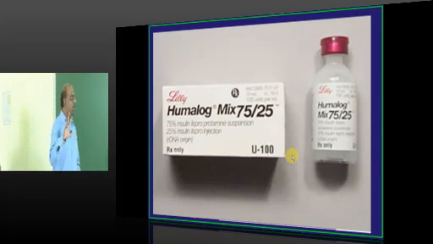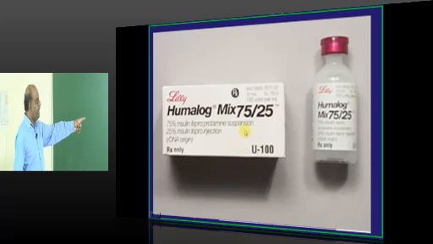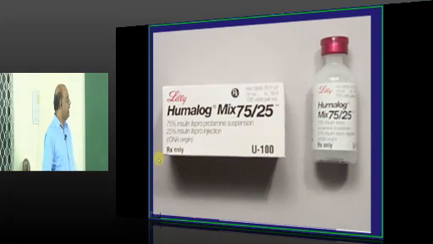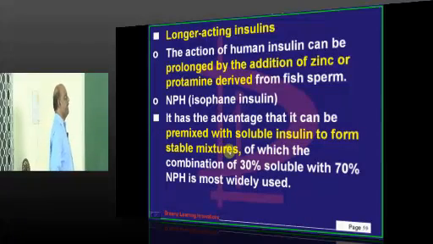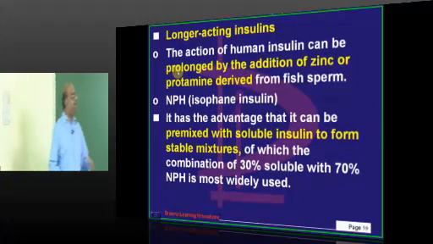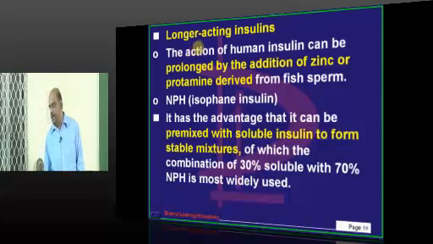So, we generally use a combination. For example, 75-25 means 75 is the protamine, which is a little more long acting or intermediate acting, and you have a lispro which is more rapid in onset of action. So 75-25 kind of combinations. Then we have longer acting insulins, which we need to basically remember.